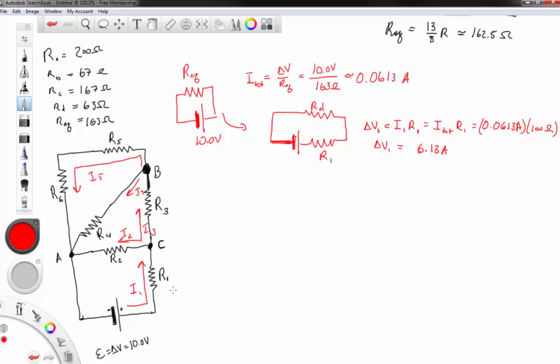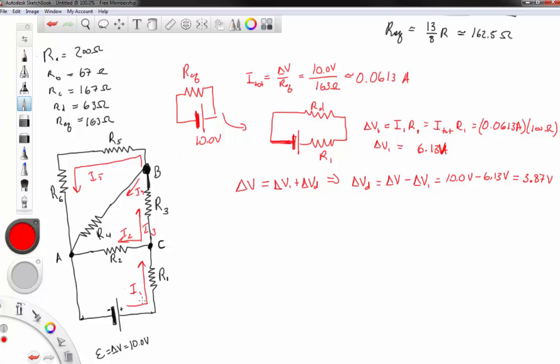Okay, well, that means, according to Kirchhoff's other law, the voltage law, that we're allowed to have delta V is delta V1 plus delta VD. And so delta VD is equal to delta V minus delta V1, which is 10.0 volts minus 6.13. This should be volts, not amps. And so that would be 3.87 volts.